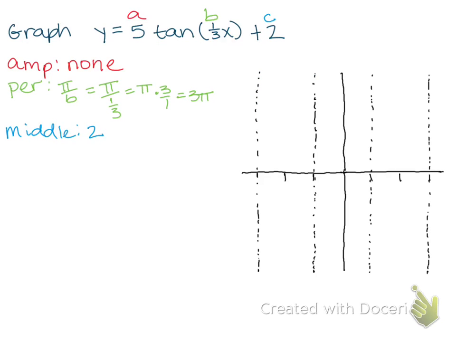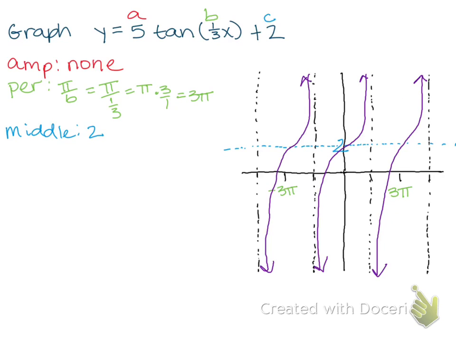So go ahead and draw the xy axis. Put a dotted line at the middle, so I'm going to put a dotted line at 2 right here. Here's my middle. My period is 3 pi, so 3 pi and negative 3 pi. Alright, so what's the difference? How is this going to look different? Well, this time when my graph comes in, it's going to turn here at 2 instead of at 0. So it's going to look like this. It's still up on the right, down on the left. It just turns at 2 instead of 0.